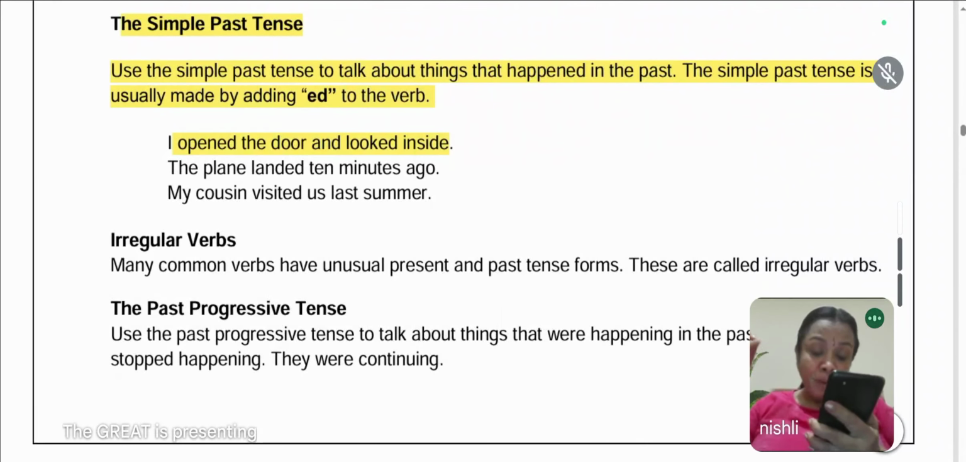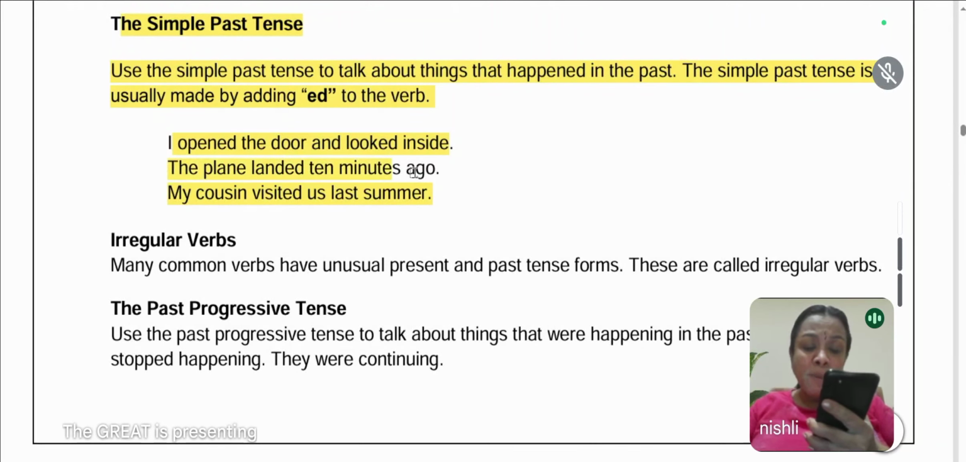Then open, opened. Plane, land, landed. Cousin, visited. Wash, washed. Then play, played. These are the simple past tenses. There's a whole list of past tenses, but these are the simple ones. Visited. My cousin visited us last summer. So that action is over. Visited us last summer means summer is over. Our cousin's visit too was over.